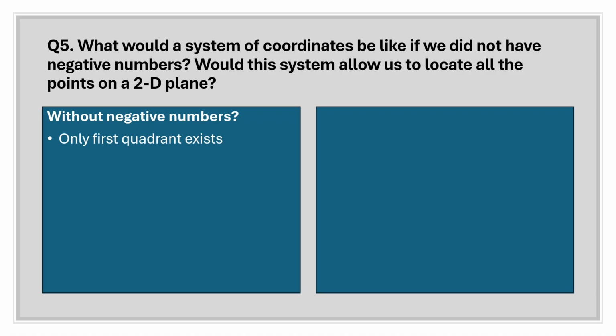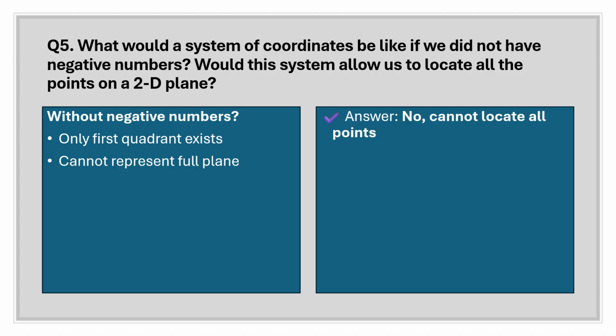Now you might wonder why first quadrant. You can refer the graph, children, from your previous questions. First quadrant includes only the positive numbers. Then it cannot represent full plane. That means you cannot plot all the quadrants. First quadrant, second quadrant, third quadrant and fourth quadrant. So you cannot represent full plane. So what would be our answer? No, you cannot locate all points. Hope this part is clear to you.